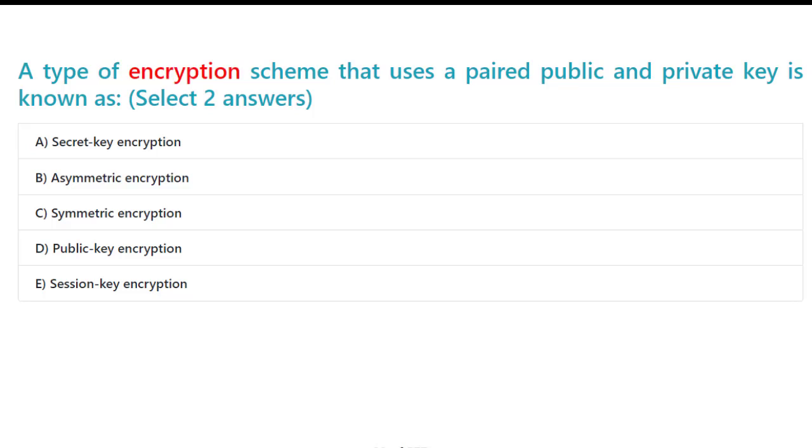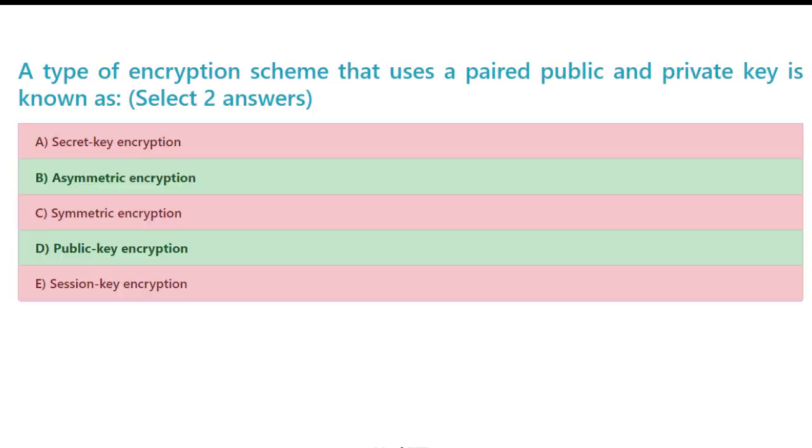A type of encryption scheme that uses a paired public and private key is known as, select two answers. A. Secret key encryption. B. Asymmetric encryption. C. Symmetric encryption. D. Public key encryption. E. Session key encryption. The correct answers are B. Asymmetric encryption. D. Public key encryption.